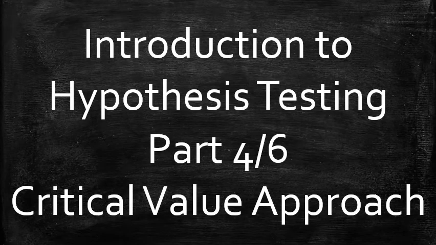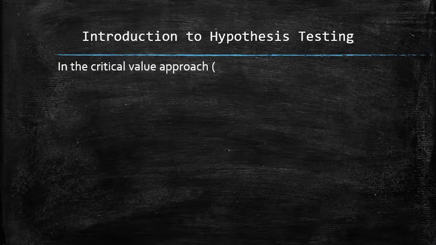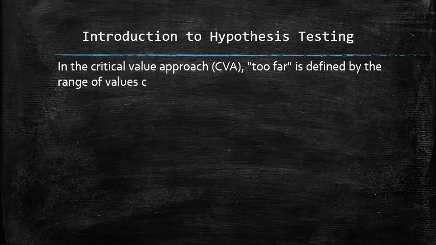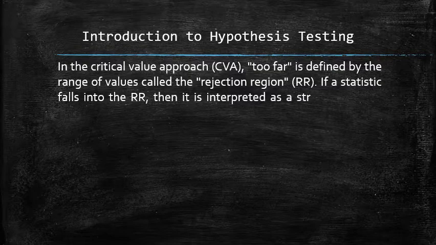Next, we will discuss the critical value approach to determine when a test statistic is too far from its expected value, defined by the null hypothesis. In the critical value approach, too far is defined by the range of values called the rejection region. If a statistic falls into the rejection region, then it is interpreted as strong evidence against the null hypothesis in favor of the considered alternative.